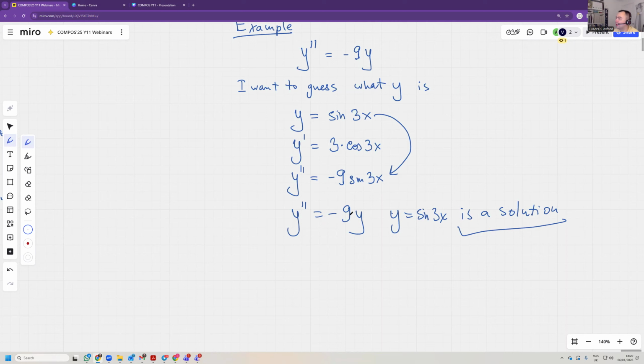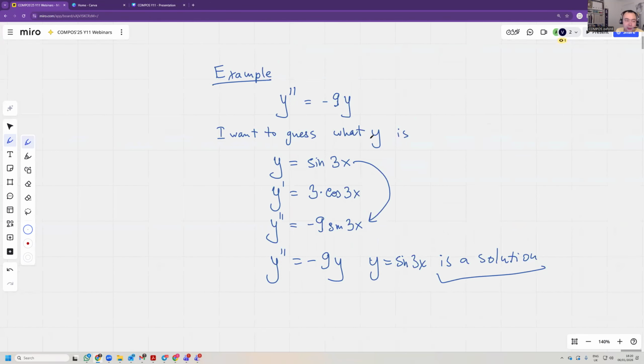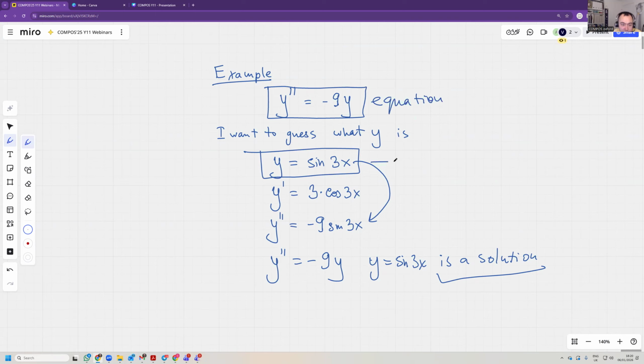Do you understand what I've done on a scale of 0 to 10? Can you let me know? Do you understand conceptually what I have done? So do you understand that this is the equation and this is the solution?